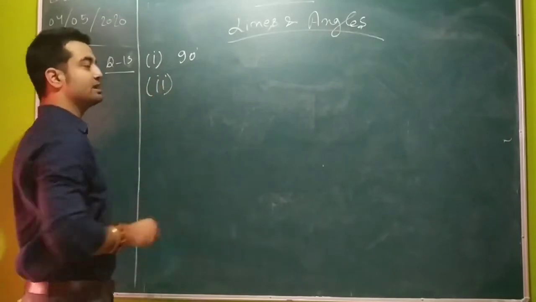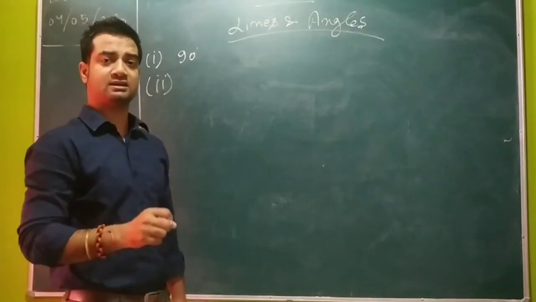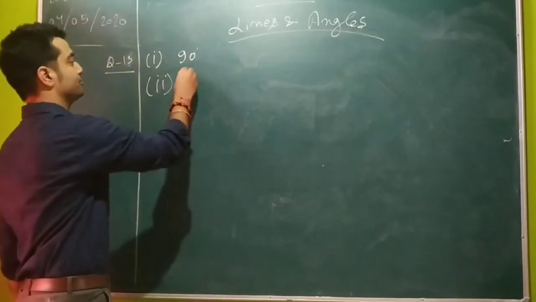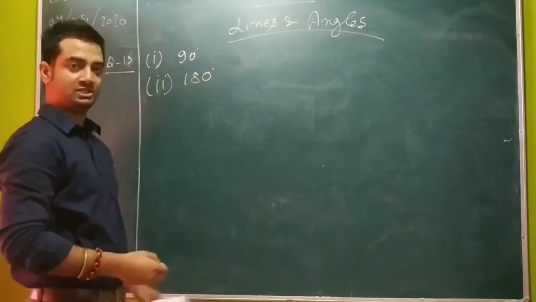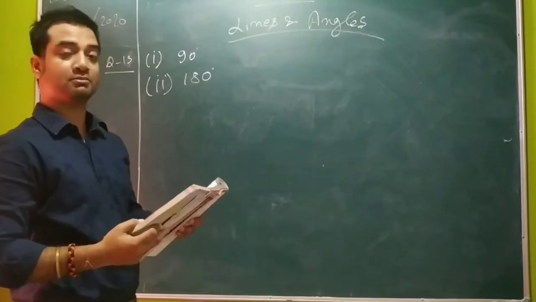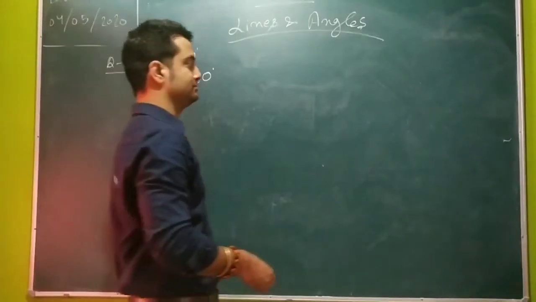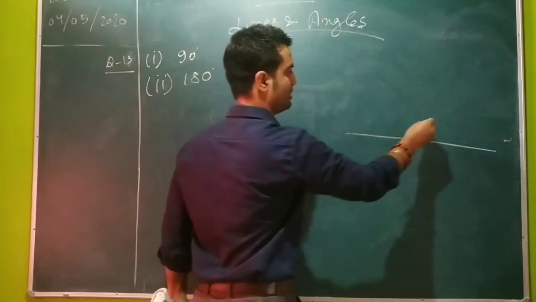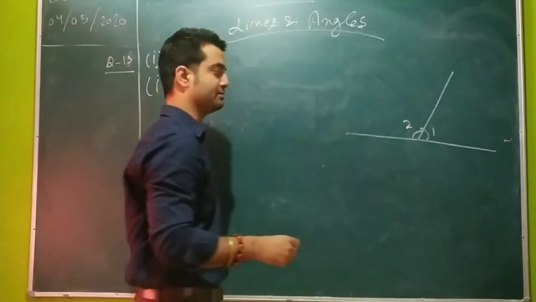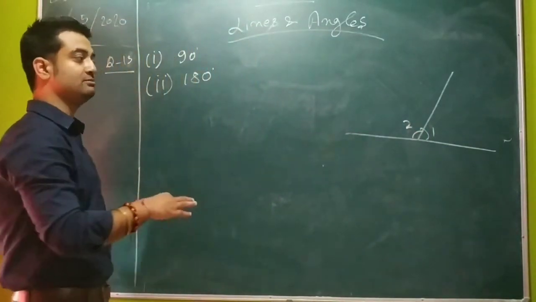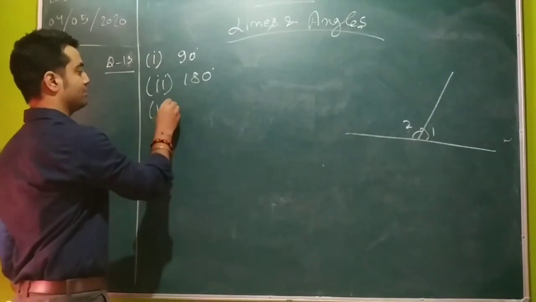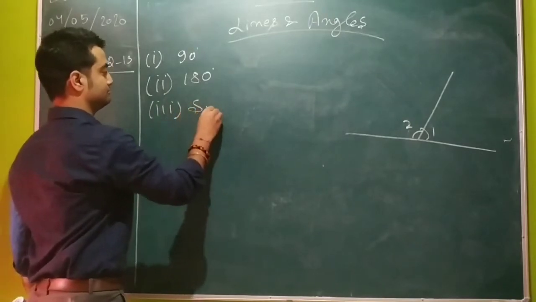The second question is asking us, if two angles are supplementary, then what is their sum? Exactly, this is 180 degrees. Question number 3 is asking us about two angles forming a linear pair. It means if there are two angles and they are a linear pair, then we know that their sum is equal to 180 degrees. It means that these two angles are supplementary.